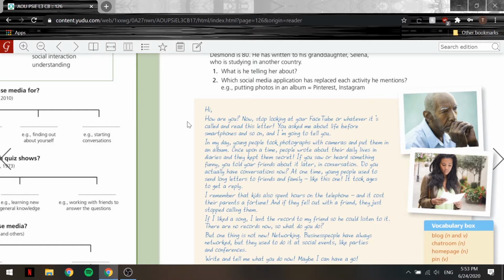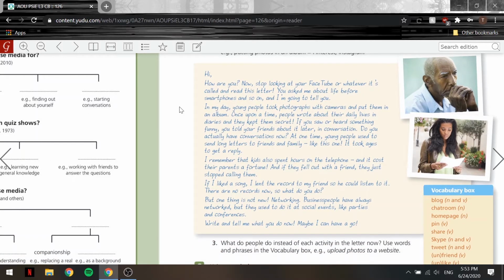In conversation, do you actually have conversations now? At one time, young people used to send long letters to friends and family, like this one. It took ages to get a reply. I remember that kids also spent hours on the telephone, and it cost their parents a fortune, and if they fell out with a friend, they just stopped calling them. If I liked the song, I lent the record to my friend so he could listen to it. There are no records now. So what do you do? But one thing is not new. Networking. Business people have always networked, but they used to do it at social events like parties and conferences. Write and tell me, what do you do now? Maybe I can have a go.